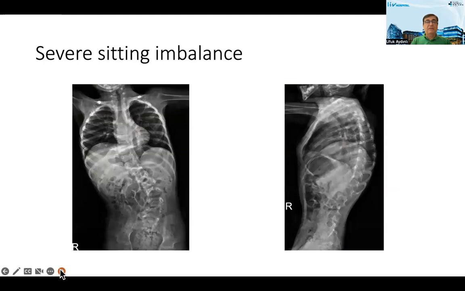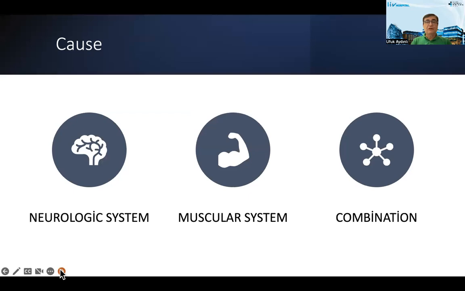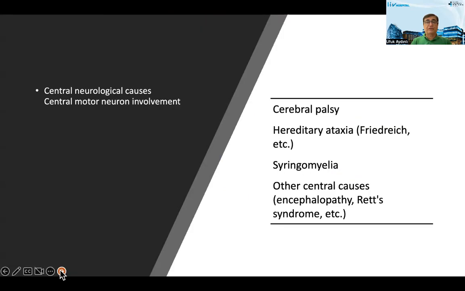And here again, maybe the patient doesn't have severe pelvic obliquity, but you will see in these X-rays that there's a big shift of the thorax and the abdomen compared to the pelvic anatomy. The reasons for neuromuscular scoliosis are usually neurological systems, muscular systems, or a combination of these.